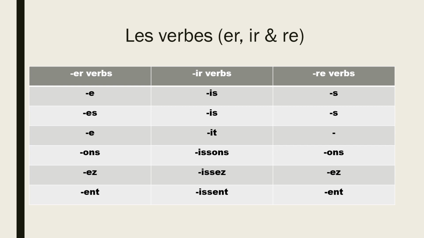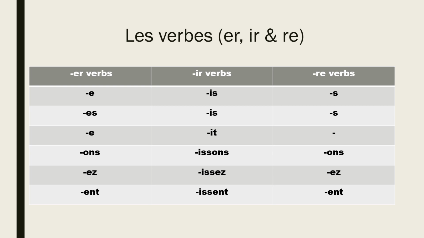Now in case of ir verbs, we remove ir and then we add is with je. With tu again we add the same is. With il we add it. With nous we add issons. With vous we add issez. With ils we add issent.